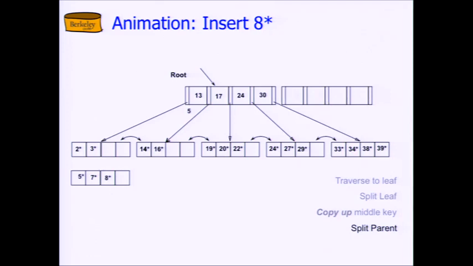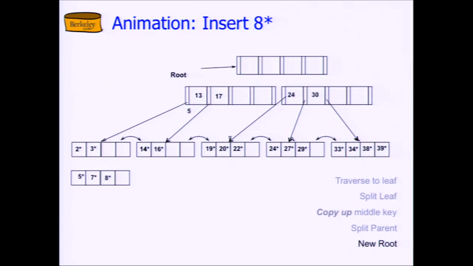The thing to the left of 24 pointed to the middle page. The thing between 24 and 30 pointed to the second to the right. The thing to the right of 30 pointed to the right. So those are all just going to move over. We really just moved all that stuff. I just couldn't animate moving pointers; it was too hard. And then we want to stick the 5 up above, but now we've got a tree with no root, which is not going to be good. So this is where the tree actually gets taller, when you split the root. So we're going to allocate a new root.